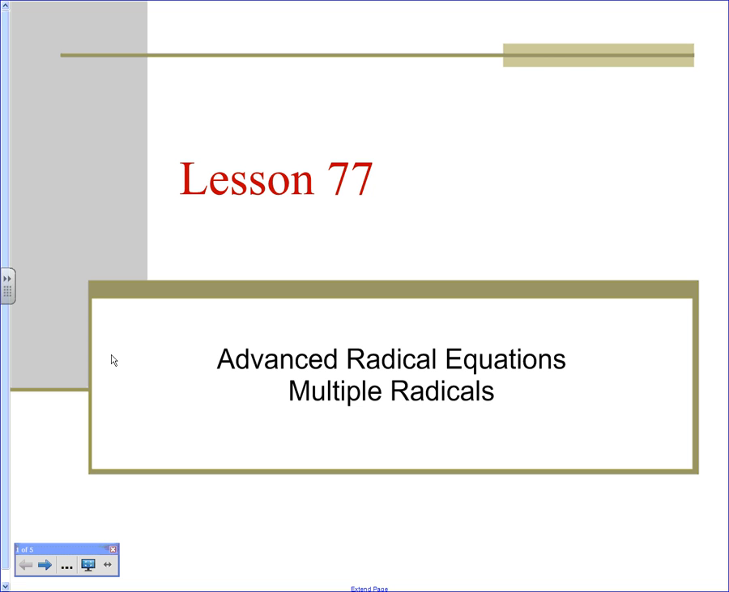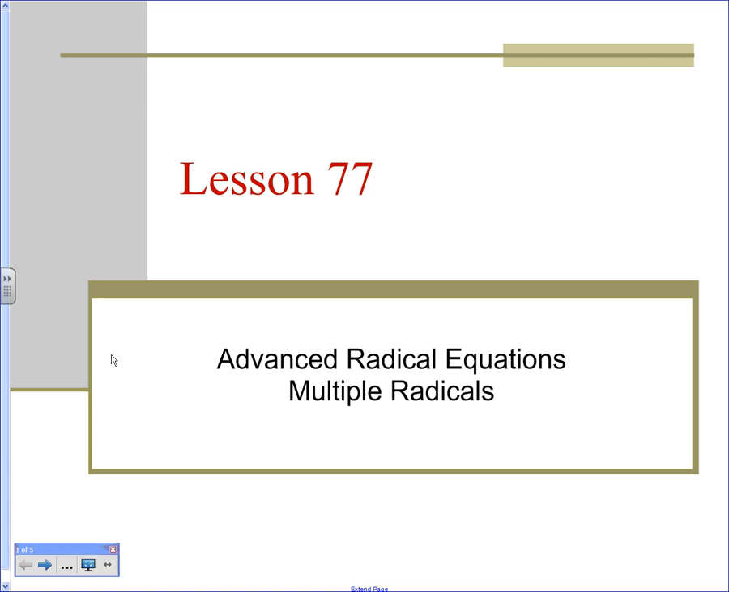We are looking at lesson 77 today. After the lesson, I'll answer homework questions and project questions. We're looking at advanced radical equations and multiple radical equations.